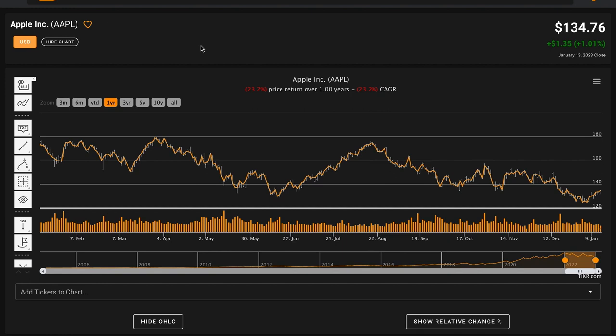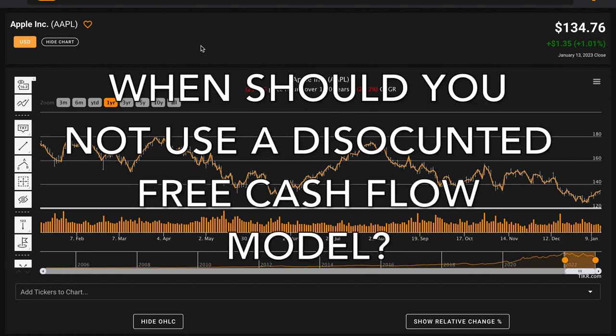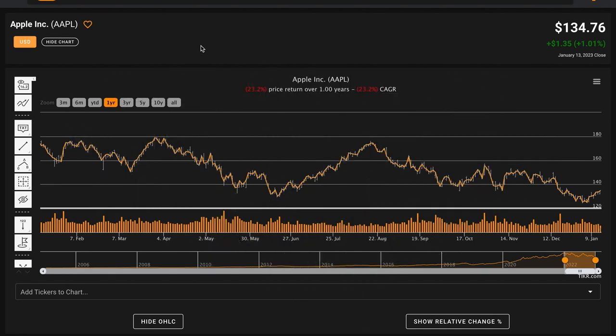And then lastly, when should you not use a discounted cash flow model? Really, a discounted cash flow model works best for companies that have consistently performed over time. So they're most accurate when a business has relatively predictable future free cash flows.